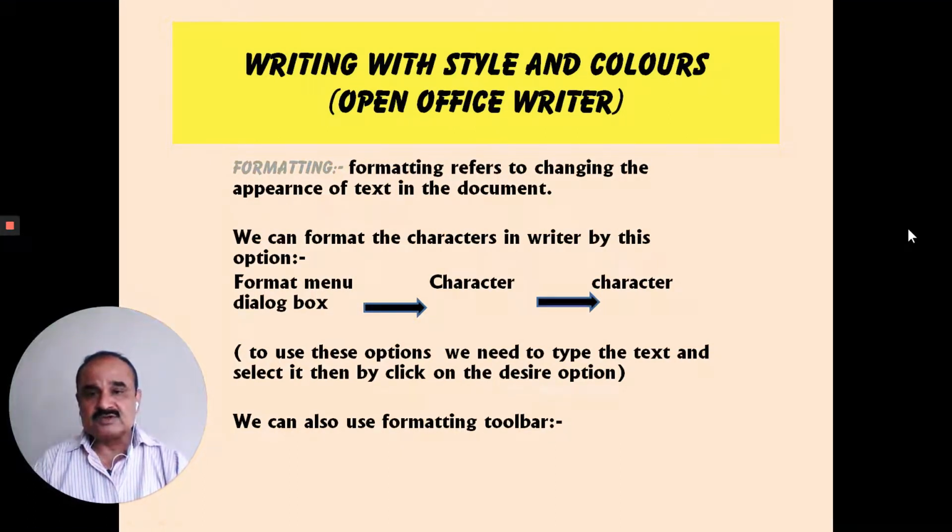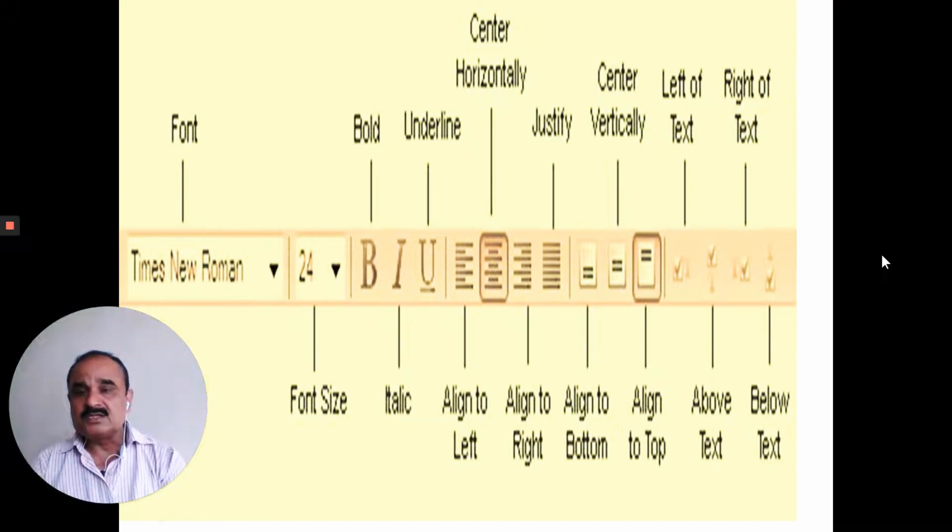To use these options, we need to type the text, select it, and then click on the desired option. We can also use the format toolbar for this formatting. This is the picture of a format toolbar. Here you can see that the first box has Times New Roman written. This is the name of the font. Several fonts are given here. We can select any one of these. The second one shows the size of the font. Font size is visible from 9 and the maximum you can put is 72.